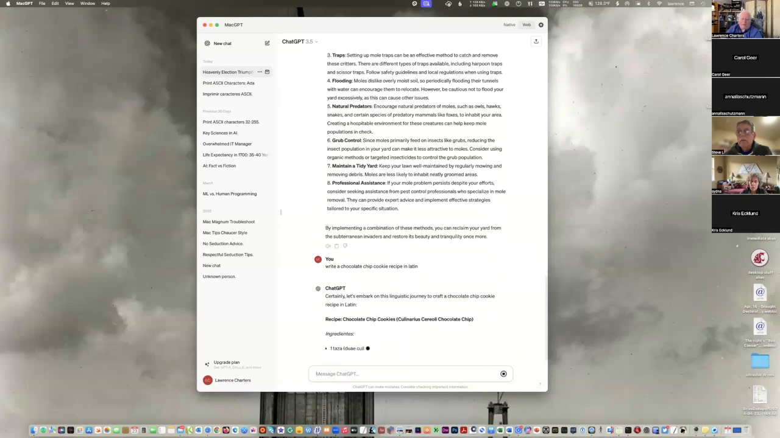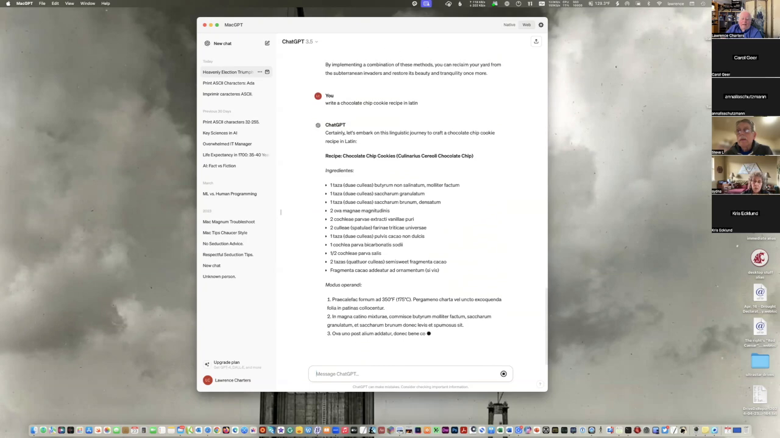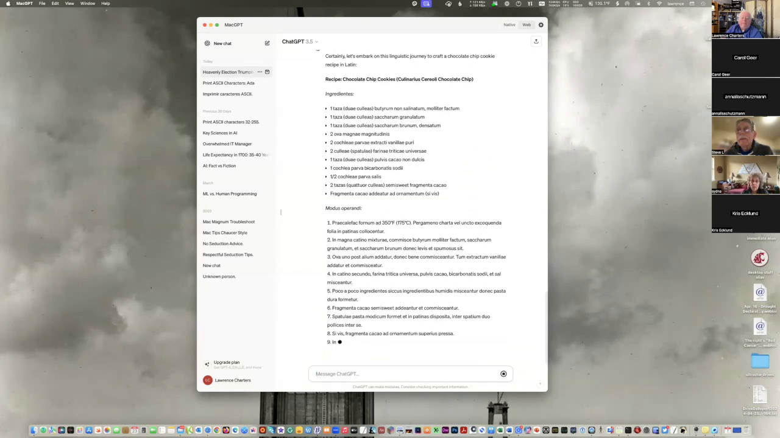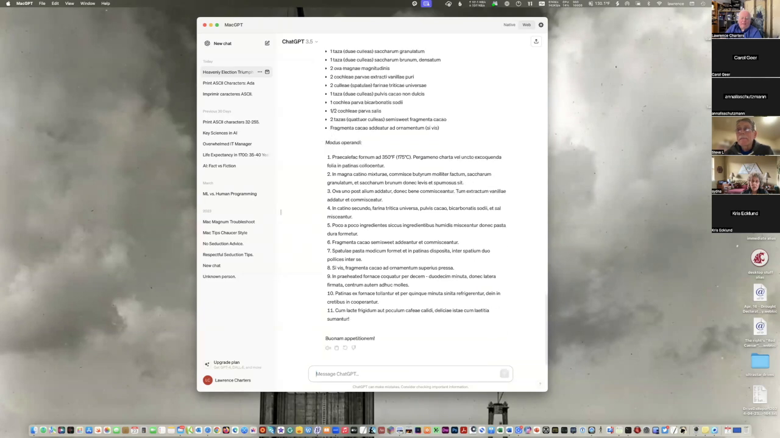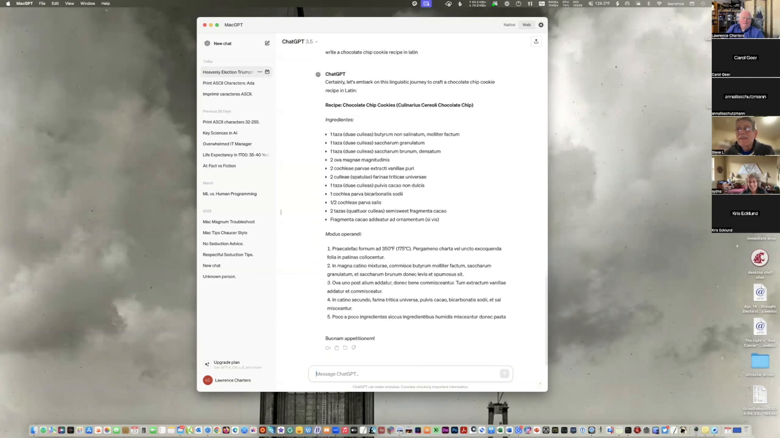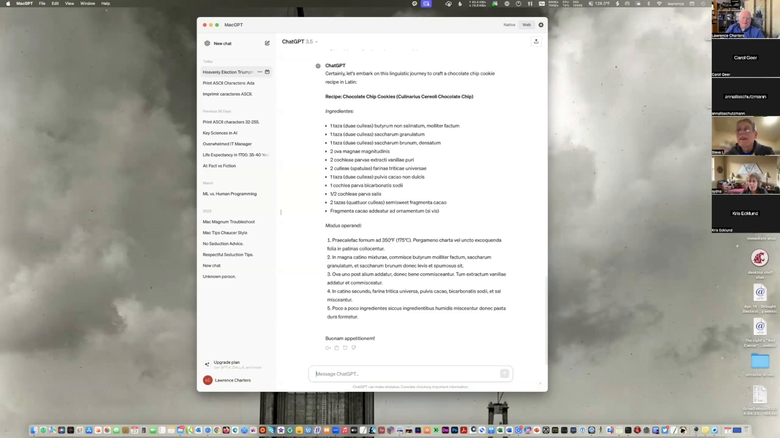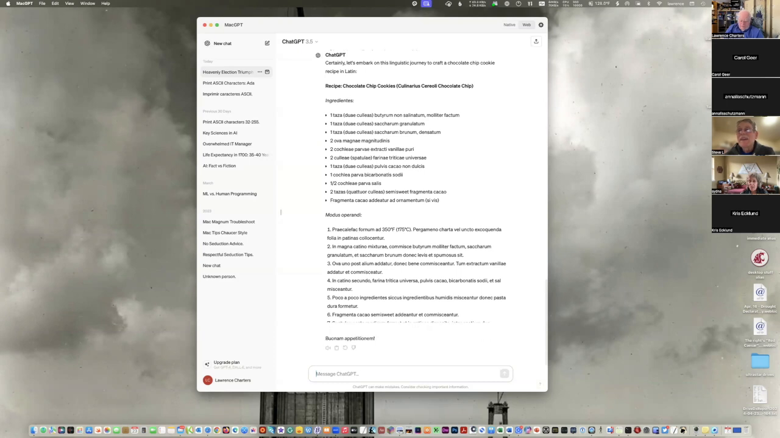Told it to write a chocolate chip cookie recipe in Latin. And I have no idea what it says, so I'm going to go with the fact that it must be in Latin. I'll ask my resident Latin expert. Kathleen, is this Latin? Looks like it. Not really. She's somewhat skeptical, although it did translate Fahrenheit into centigrade, so you know that's a step in the right direction.